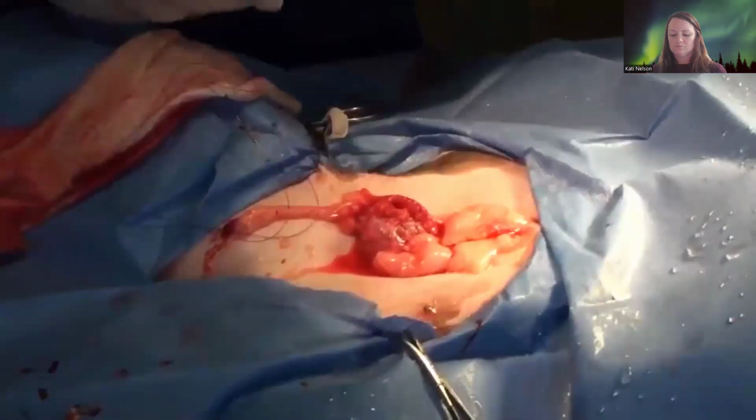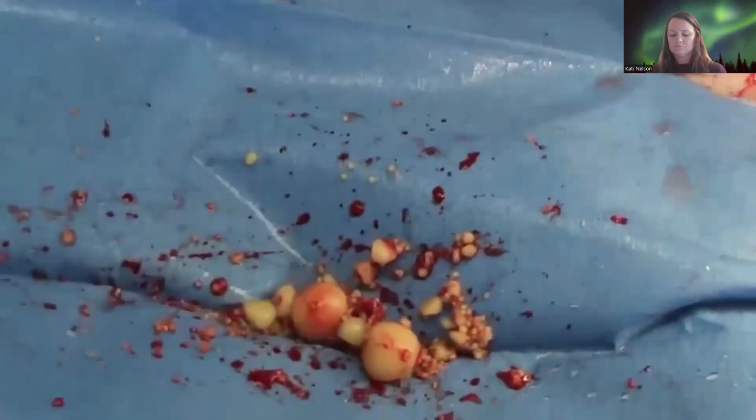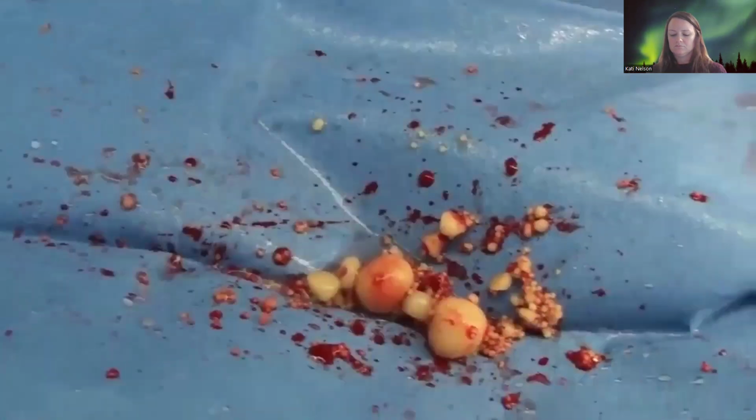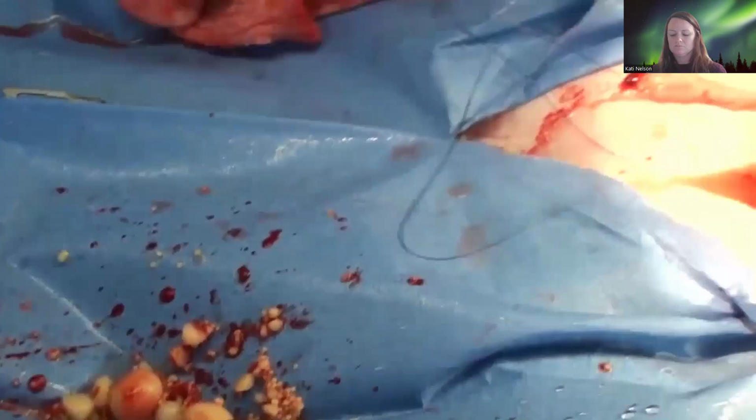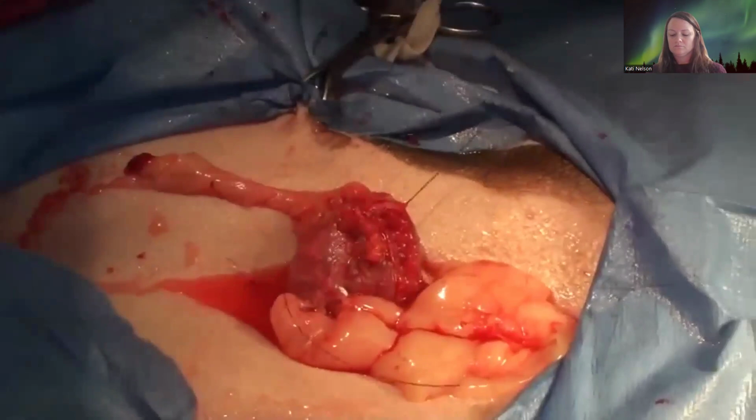Now we're going to sew up. You can see the stones right there that we took out, which I've showed you several times. And now we're just going to sew up the bladder. Have you ever had a bota bag? A bladder is kind of like a bota bag. And we're just going to make it hold water again.